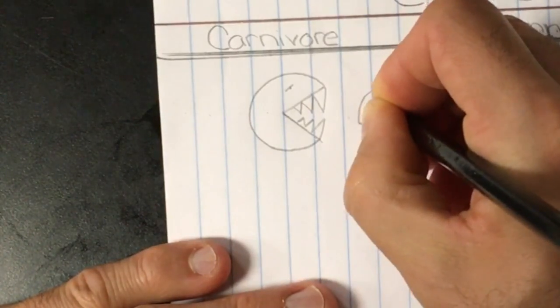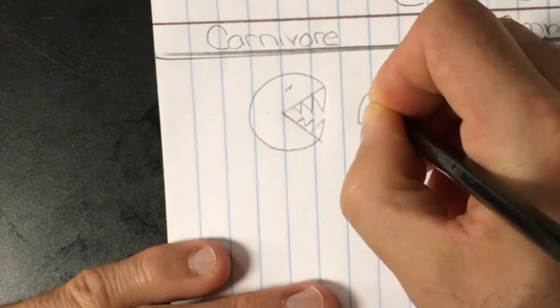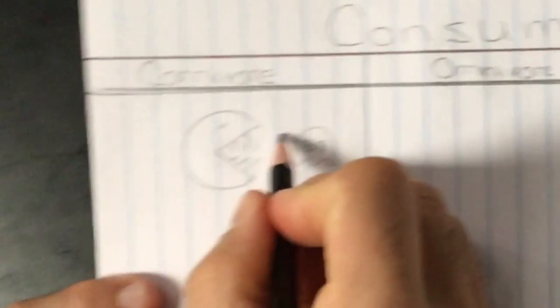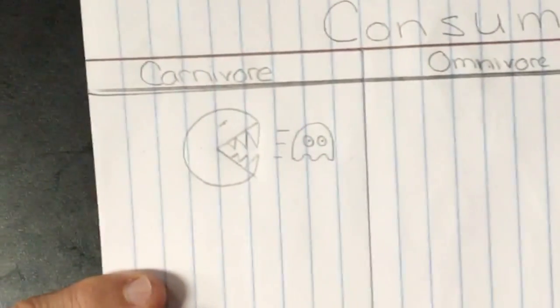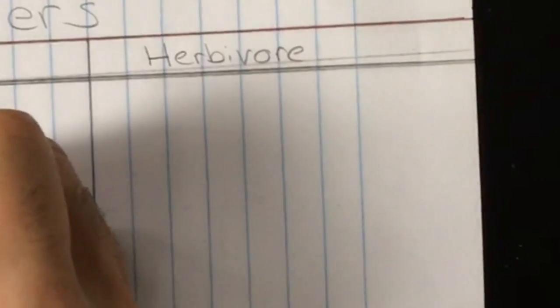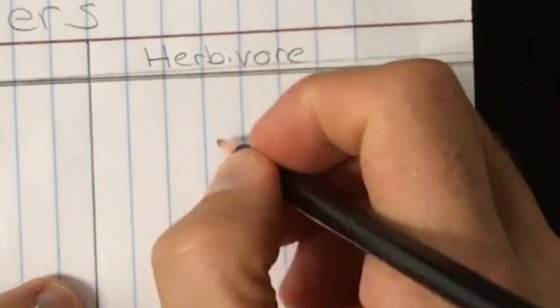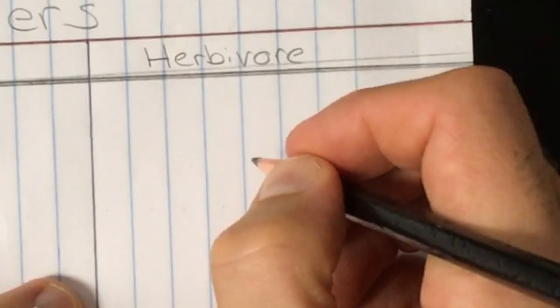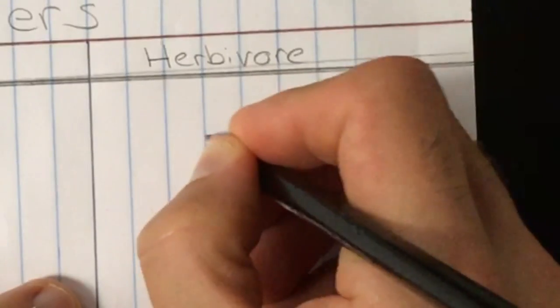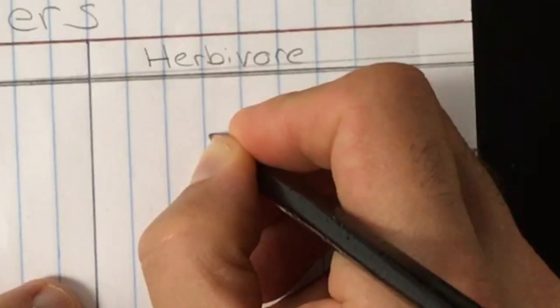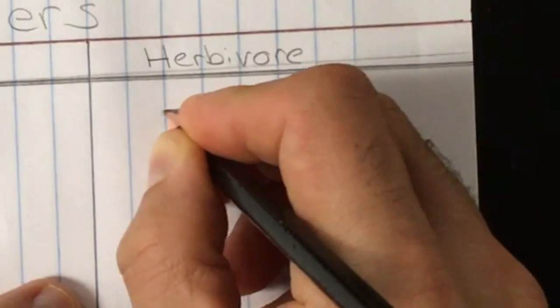I'll make the little ghost running away. Sorry about that. Just bumped it. Okay, the next thing I'm going to do is omnivore. Omnivores for this picture, I'll come back to omnivores. Let's do herbivores second. Herbivores like to eat other plants. They only eat plants. So I'm going to do another Pac-Man.